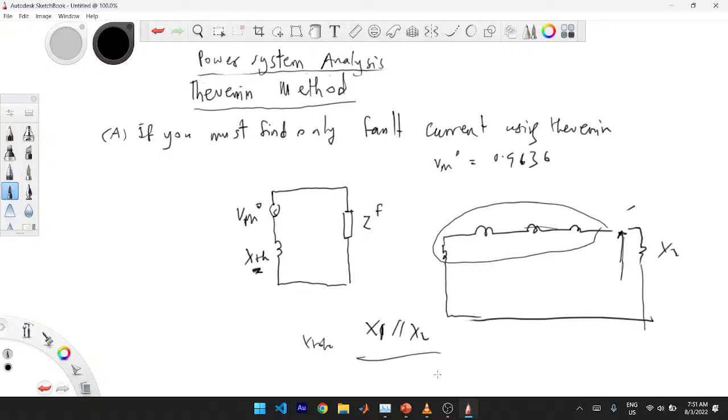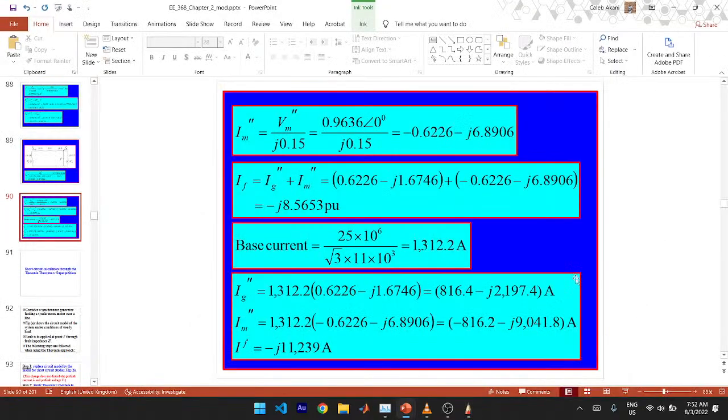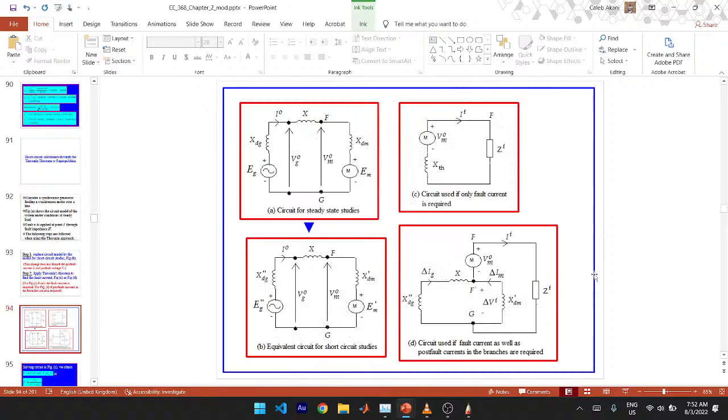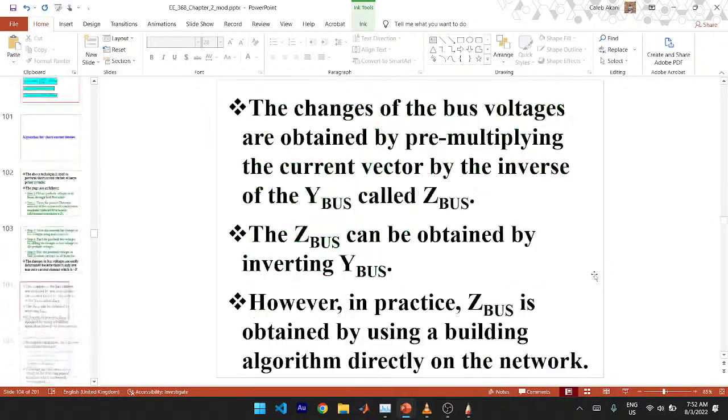So you find your XTH. Now, don't forget it's a short circuit fault. A short circuit fault means that what? This ZF is what? It's like this. So this is what we are doing. So we know VM to be 0.9636. XTH, when you solve, you get your XTH to be, let me go to the question.